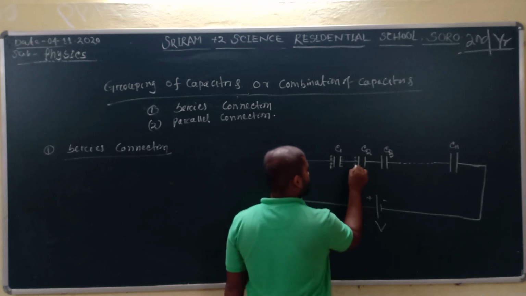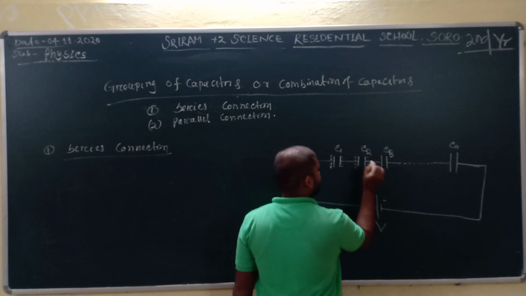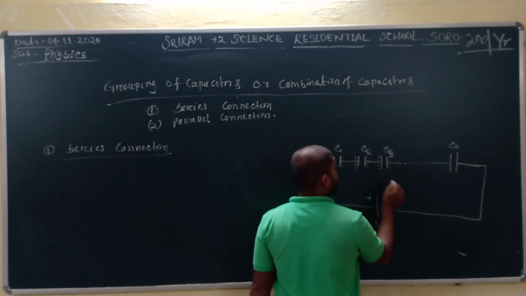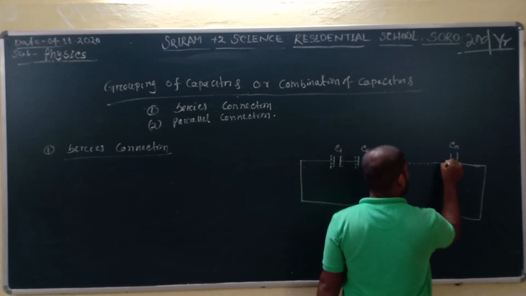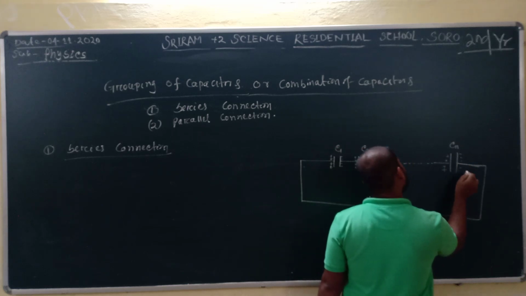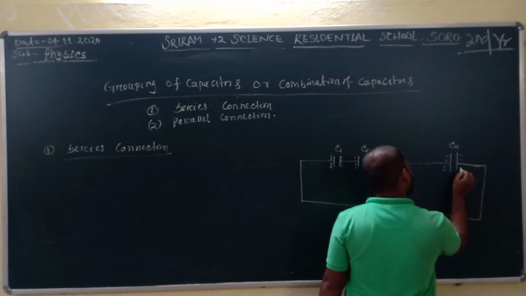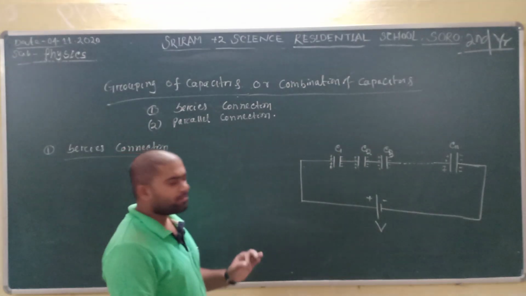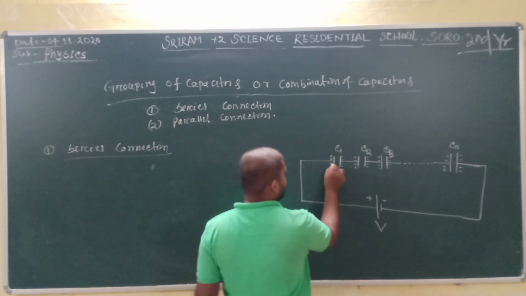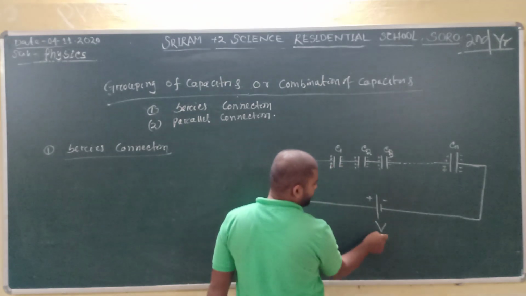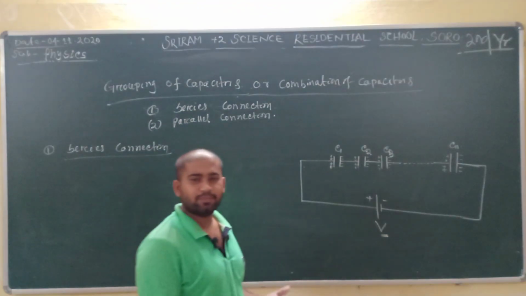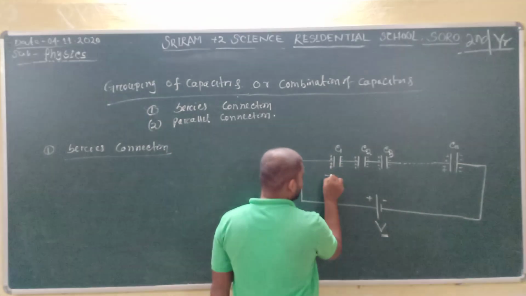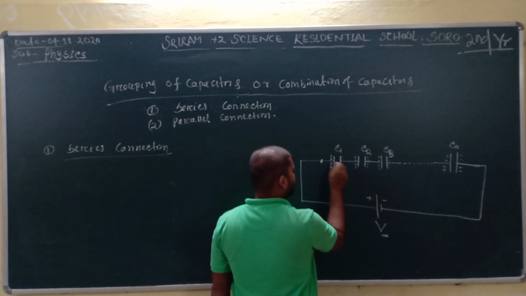Again this one is positive and this one is negative, like this. There is one thing to observe: across the combination, the resultant potential is V. But for each capacitor, there will be a certain value of electric potential difference.